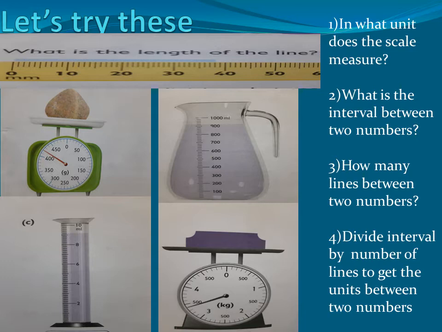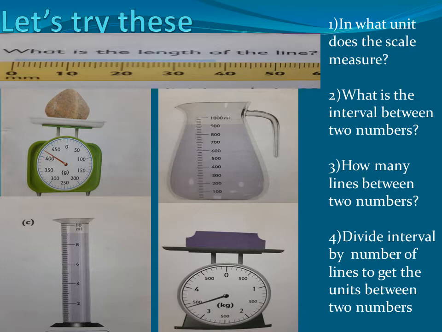Okay, first, let us know in what unit the scale measures. In what unit does our ruler measure? Can you see the units? Millimeters. It's saying mm. It means it's millimeters. Okay, now we know it is millimeters. What's the interval between two numbers? Two numbers have 0 to 10, 10 to 20, 20 to 30. So what's the interval? 10. Okay, the interval between each of the numbers is 10.